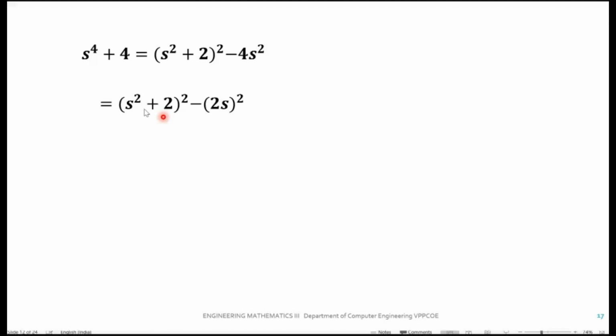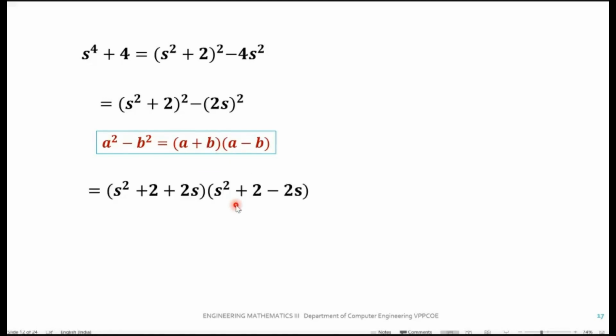Now we are having it in the form a square minus b square. So what is a square minus b square? a plus b into a minus b. Here a is s square plus 2 and b is 2s. So we have to factorize as a plus b into a minus b. This is of the form a square minus b square, which is a plus b into a minus b. So now what do we have? s square plus 2 plus 2s and s square plus 2 minus 2s.